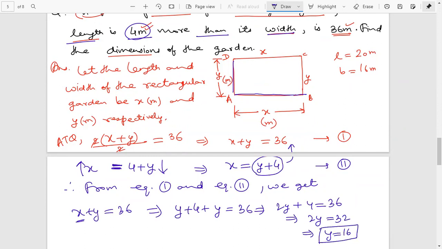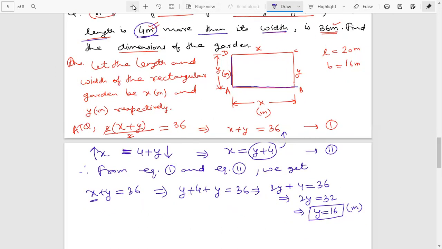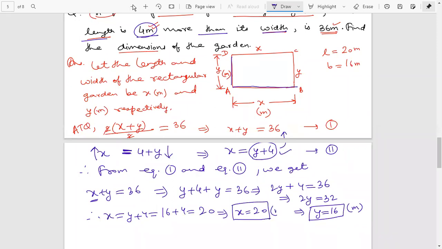Y we got 16 meter, because length and breadth are in meter. Now we can find x value by putting the value of y in this equation. Hence x equal to y plus 4, that is 16 plus 4, that is 20. So x equal to 20 is the value of x. That will also be meter. So dimensions we got: length is x, so length is 20 meter and width is 16 meter.